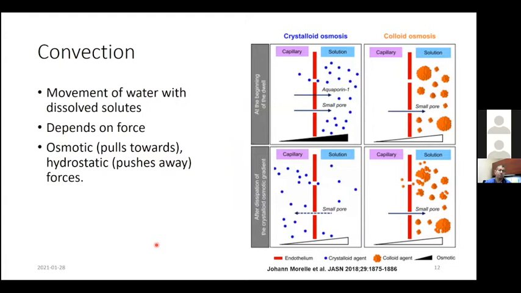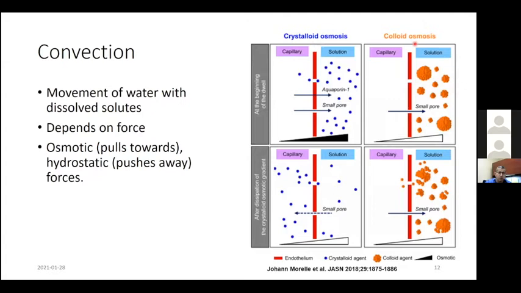And what is the pressure gradient? It is either something to push the water out, that is hydrostatic pressure, or something which pulls the water towards itself, which is known as the oncotic pressure. Okay, so now we've got these two series here. One is crystalloid osmosis and one is the colloid osmosis.